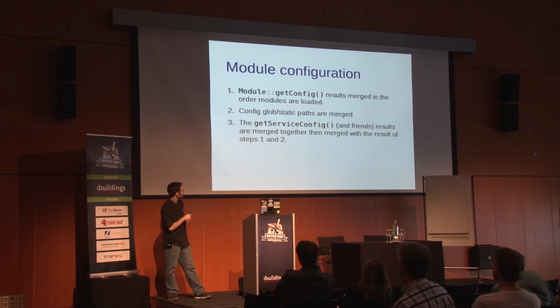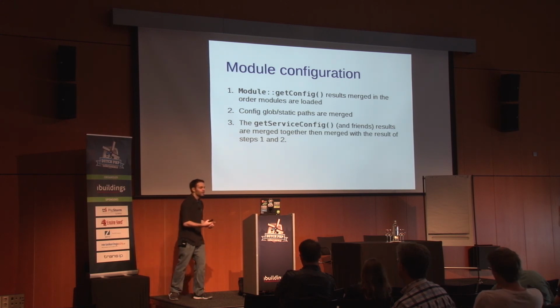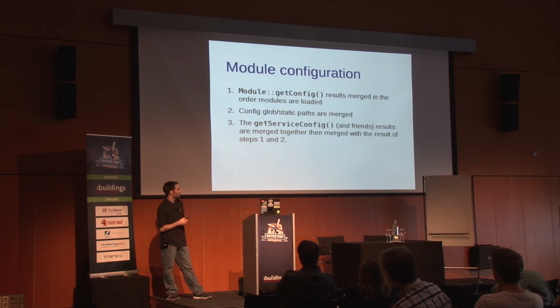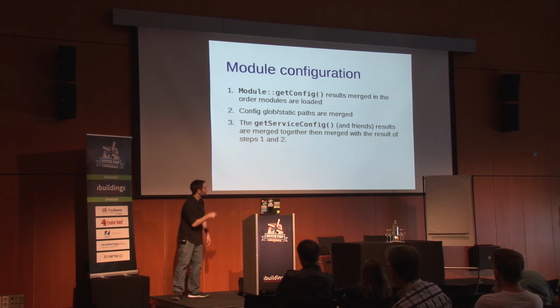It's just merged last. So finally, the get service config, get view helper config, all of those methods, those actually happen after configuration caching and all that stuff is taking place. So those are the last ones that are finally merged into the main configuration. And that's because steps 1 and 2 are cached. Once the cache is in place, those steps are completely skipped. It just goes straight to step 3 and only calls those methods.